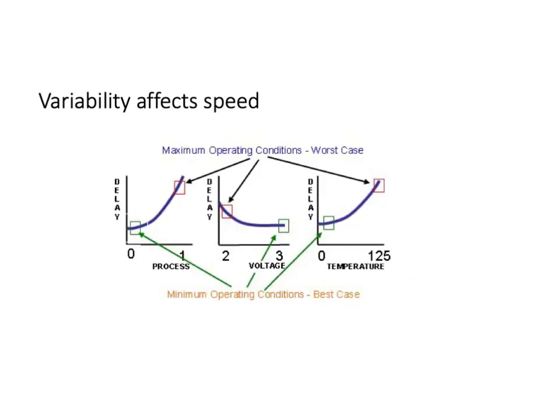Okay, in the next video, we will come back to the main point, that the process variability explained just now affects threshold voltage, and that in turn affects speeds. And we will then discuss in a future video the effects of voltage and temperature.